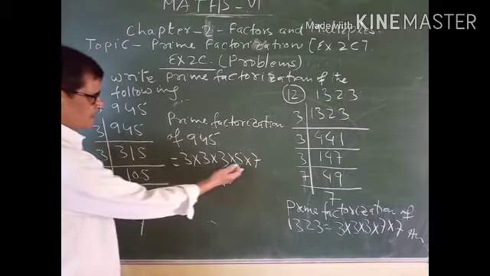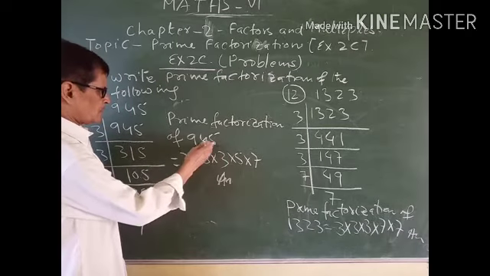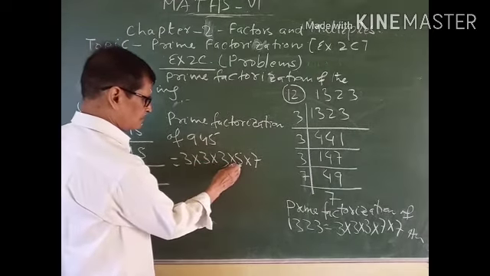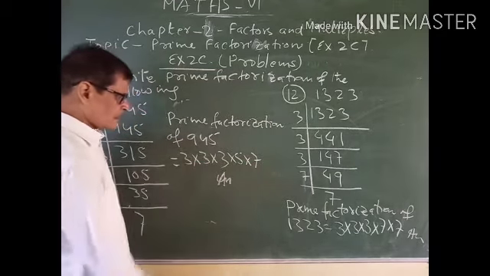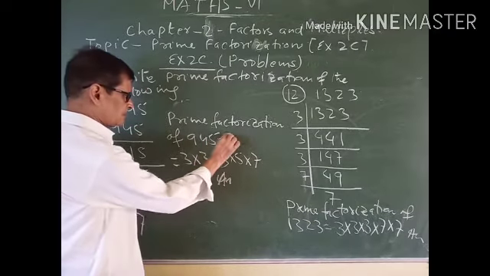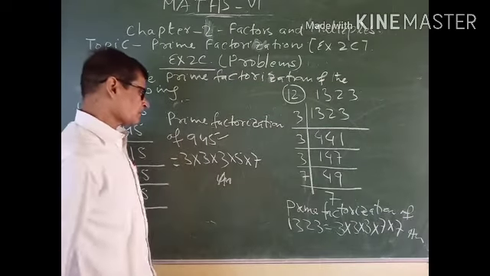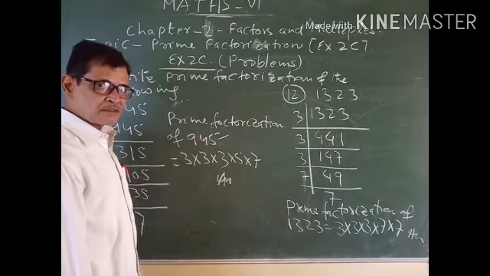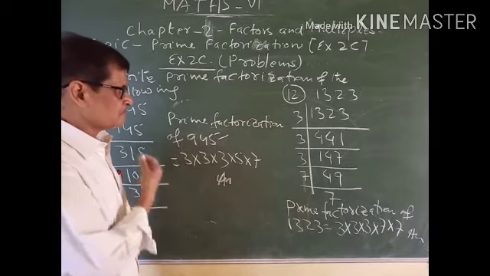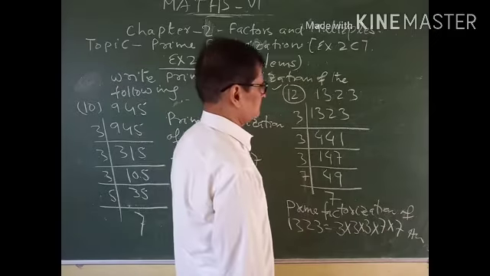Now you can write the prime factorization of 945 equal to 3 into 3 into 3 into 5 into 7. If you multiply these numbers, then you will get 945. If the product is not 945, it means you have done some mistake. Check your solution. Now come to the question number 12.